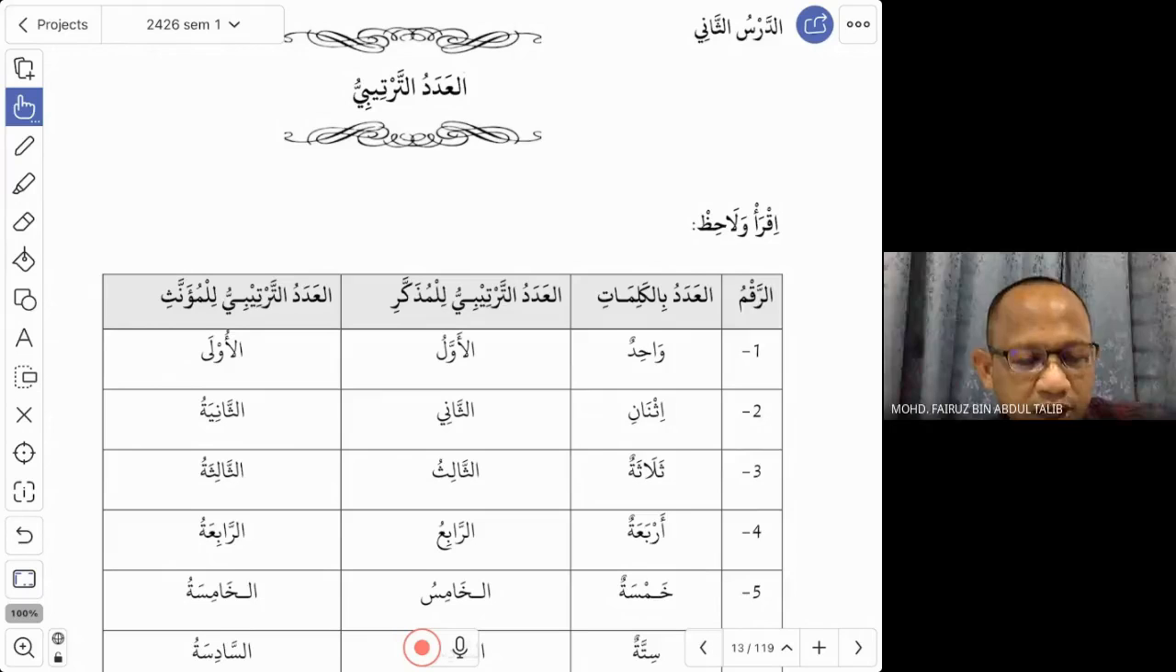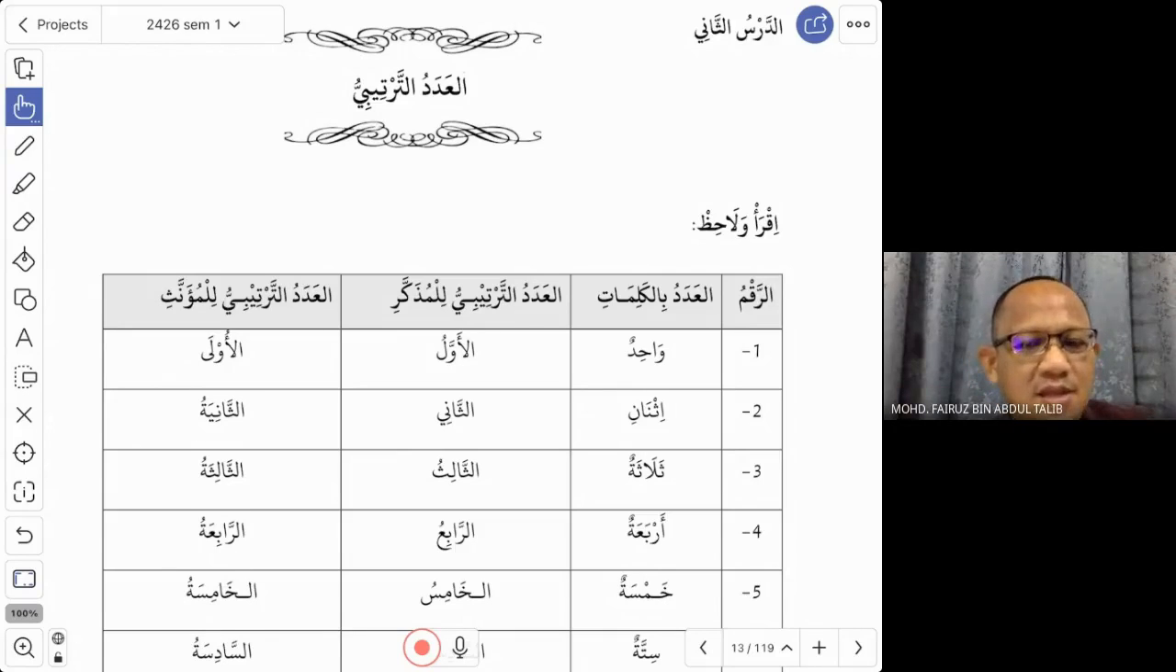الأولى. al-ula. Naam. For example, you say al-bintul ula, the first bint, the first daughter. You say al-bintu al-ula. Don't say al-bintul awwal. Okay? Because al-bintu is muannas. The second, al-bintu, the second bint.